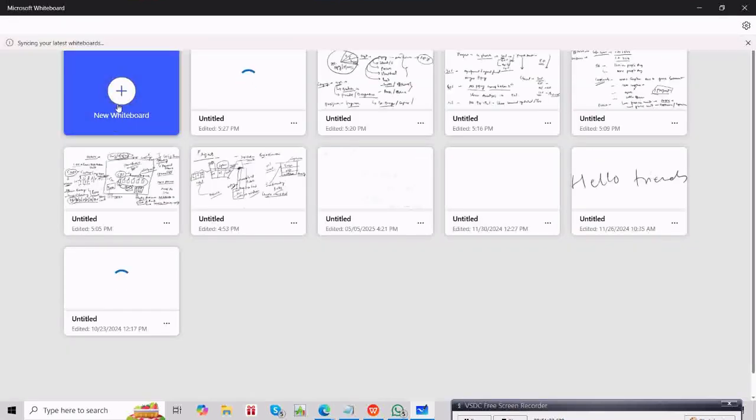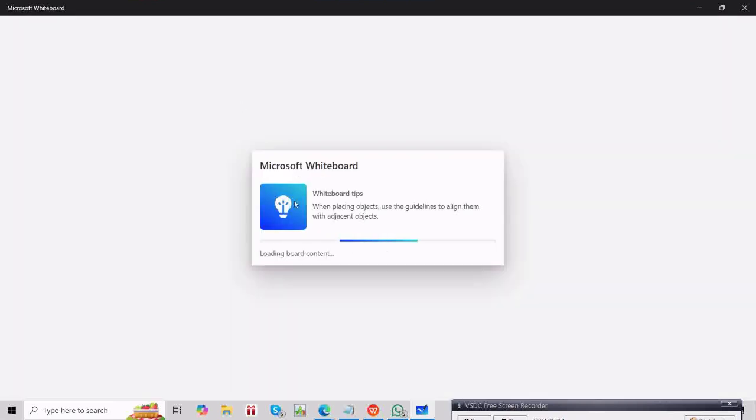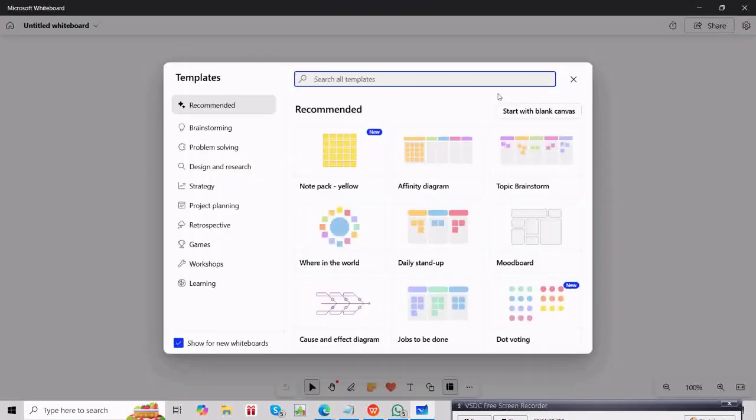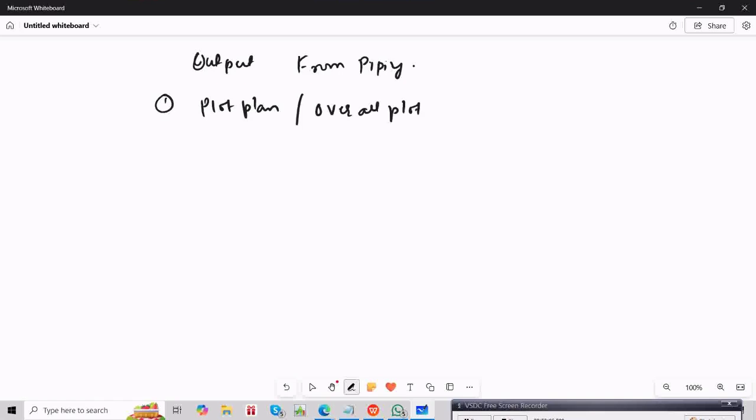Now let's come to the next point, called output from piping. So what are the outputs from piping? The first and most important output is called the plot plan, and that can be your overall plot plan.